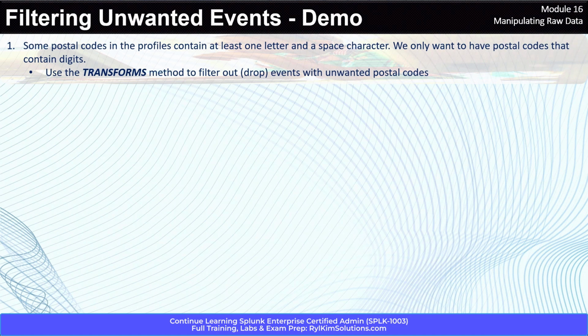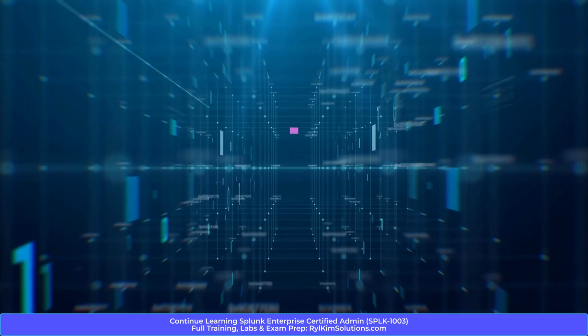Now, this may not be wrong. These are randomly generated, and in our case, we are going to assume that those are the wrong format. Then we are going to drop them so that we are only left with events that have postal codes which are digits.